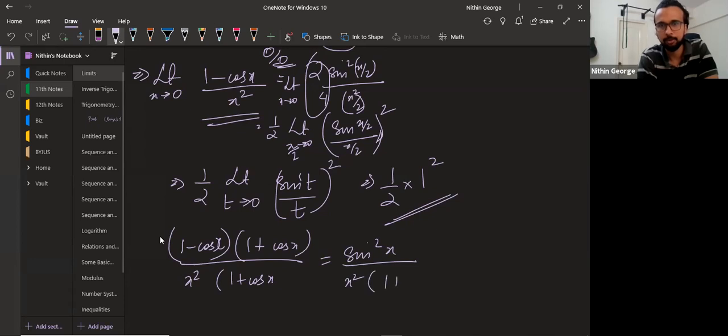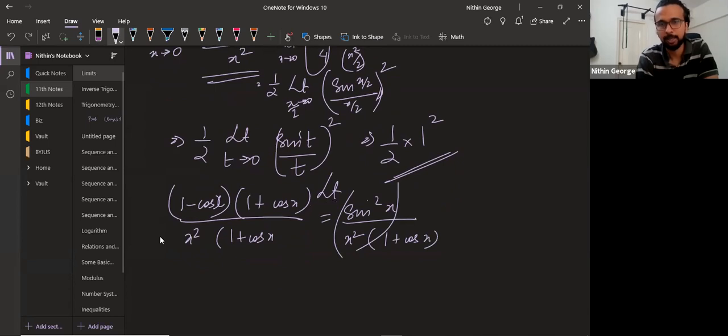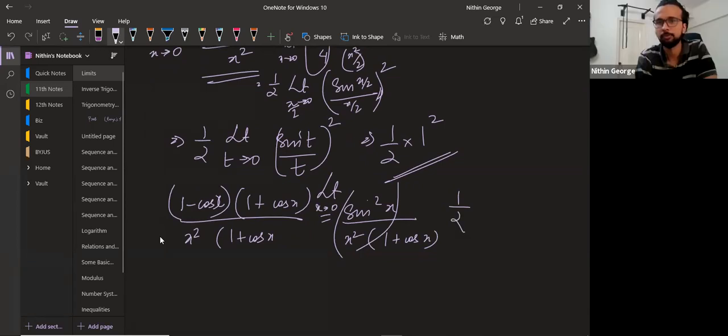x square into 1 plus cos x. Now, sin square x divided by x square, when I put limit x tends to 0, is nothing but 1. So this becomes 1 square. And this thing, 1 plus cos x becomes 2. So you get 1 square into 1 by 2. Same answer you get. Nicely done.